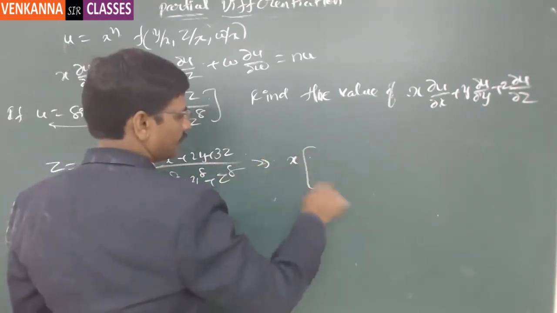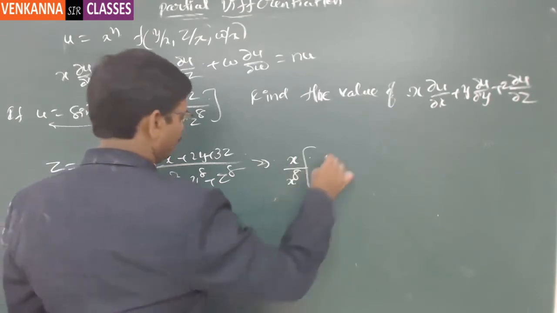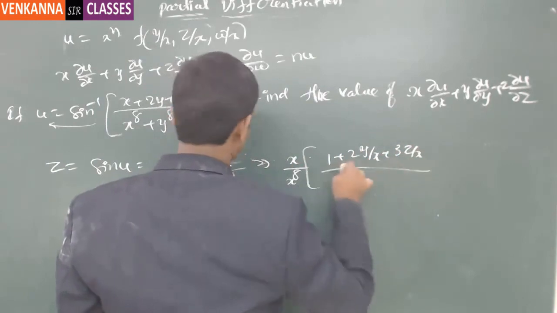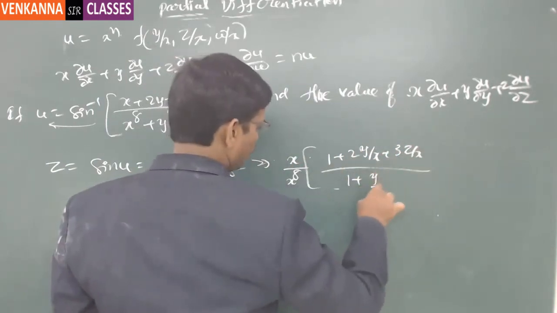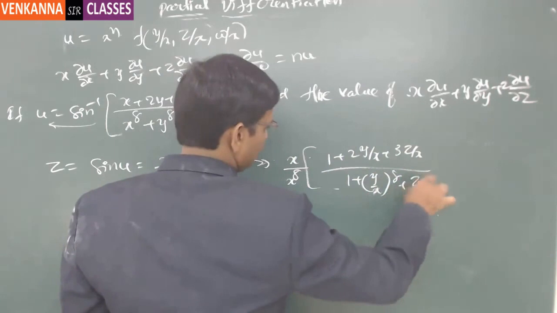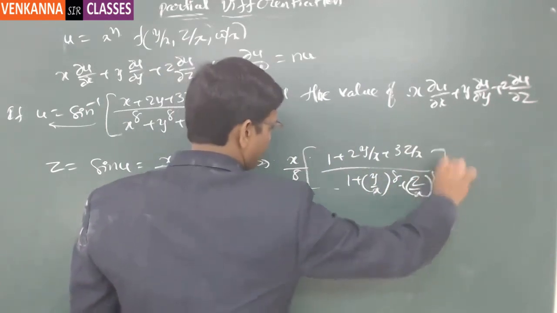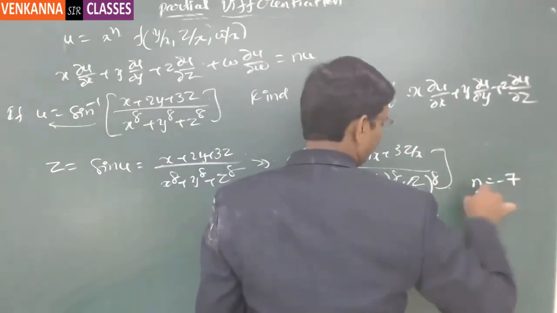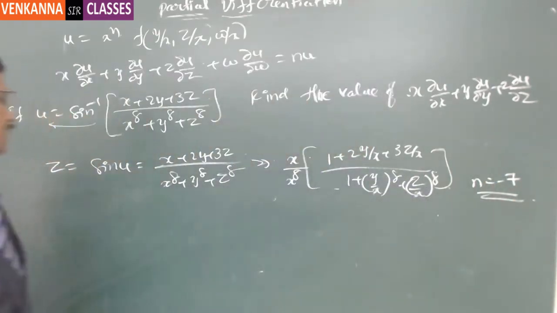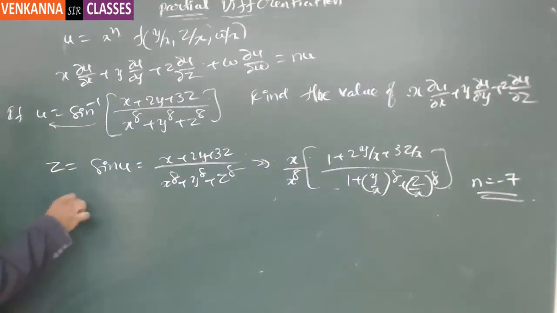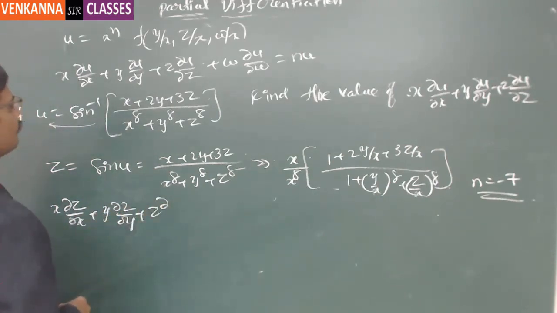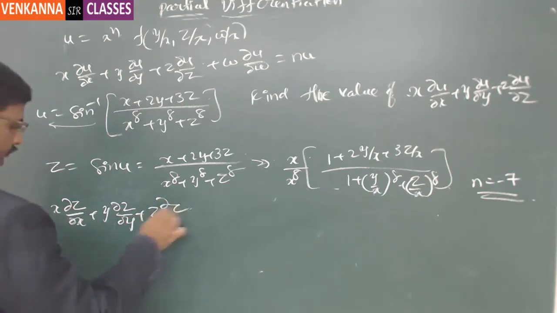You can take x from the top and x⁸ from the bottom: (1 + 2y/x + 3z/x) divided by (1 + (y/x)⁸ + (z/x)⁸). Now this is an Euler's homogeneous equation where n = -7. Now here on this you can apply x ∂z/∂x + y ∂z/∂y + z ∂z/∂z.